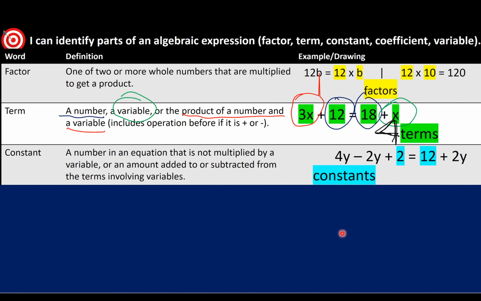The other way I think about constants is that if I told you that y stood for 10, that 2 wouldn't change its value, but the term of negative 2y would change its value. It would change from negative 2y to negative 2 times 10. So that'd be significantly different. 4y, the same thing. It would change its value. 2y would change its value. But 12 and 2 aren't going to change their value as far as the term. The term is not going to change value if our variables are given values.